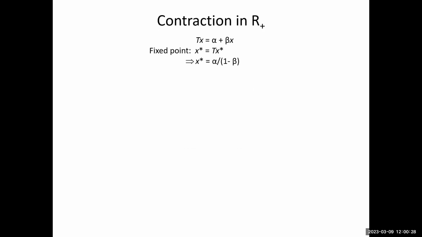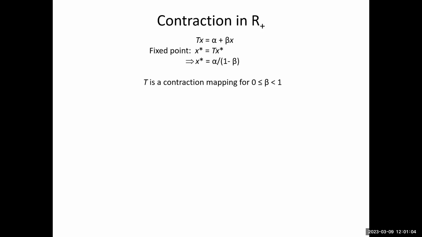Let X be a point on the non-negative real line. T is an operator we apply to X that outputs alpha plus beta X. When T gives us back the X with which we started, that X is a fixed point of T. We call that fixed point X star. We can solve the equation X star equals T X star and see that T has a unique fixed point equal to alpha over 1 minus beta.